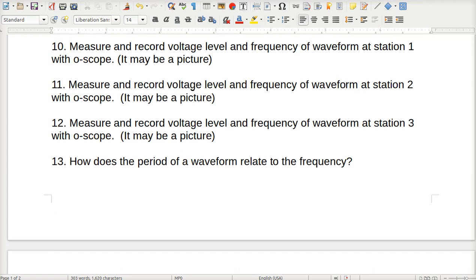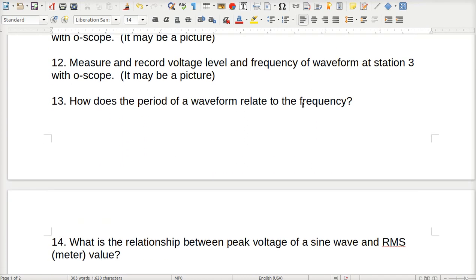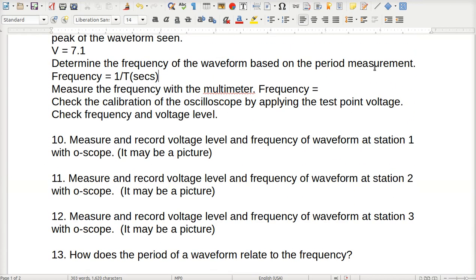Now, 13 is a redundant question. How does period relate to frequency? Well, I just told you. Frequency is 1 over period, or period, which is usually a capital T, is 1 over frequency. So they are just reciprocals of each other. The period will always be in seconds. The frequency will always be in hertz. So if you've got one, you can get the other very easily. It's just the inverse key, or the 1 over key, or however your calculator does it, or however you want to do it in Scilab or whatever.